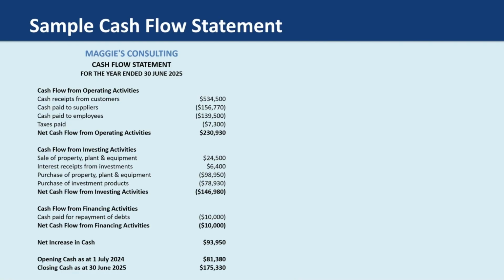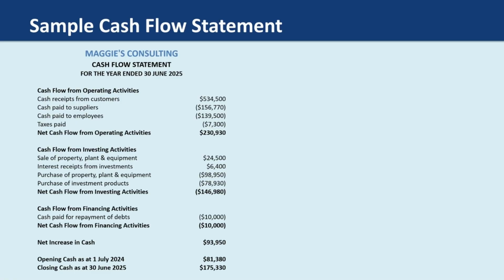In the header, it shows the company name followed by the statement name, cash flow statement, then followed by for the year ended 30th of June 2025. In the main part, it has three sections: cash flow from operating activities, which reflects a business's core activity. The second part is cash flow from investing activities and cash flow from financing activities. Then it has a net increase or decrease in cash.